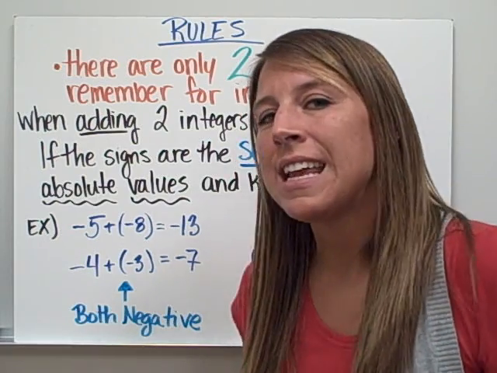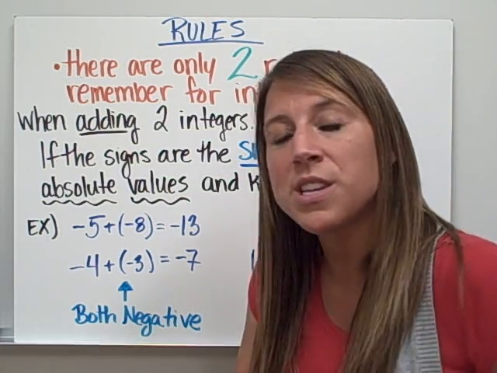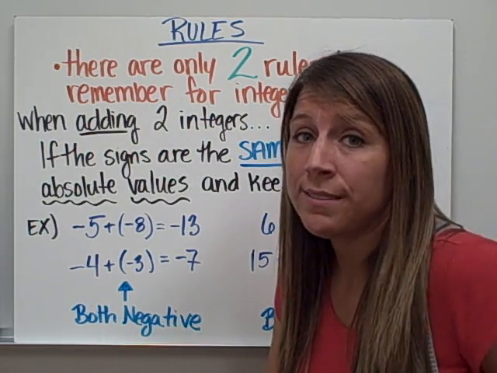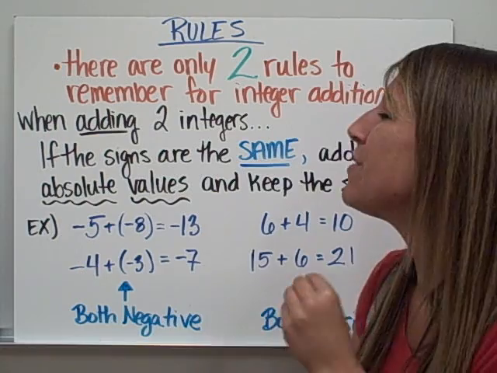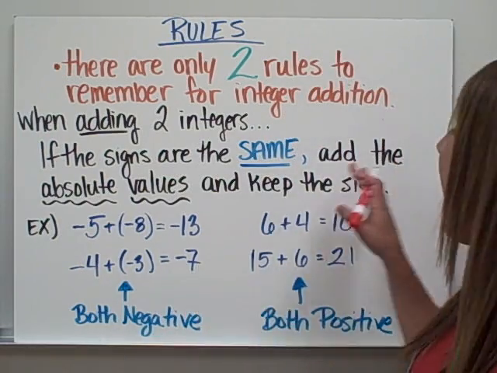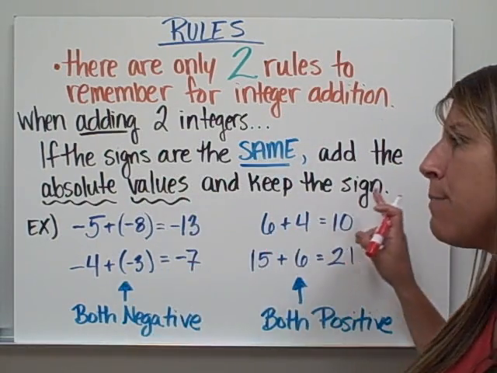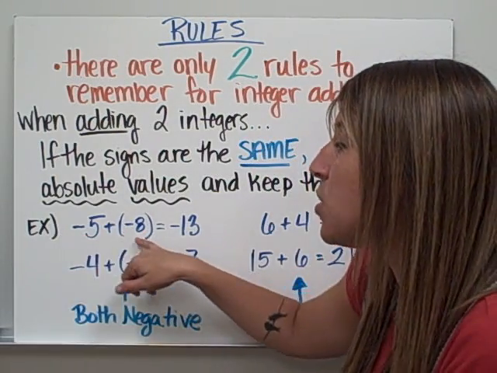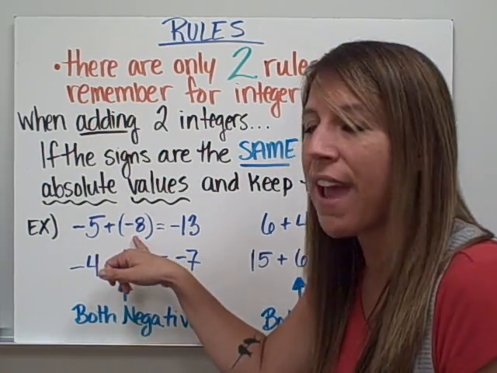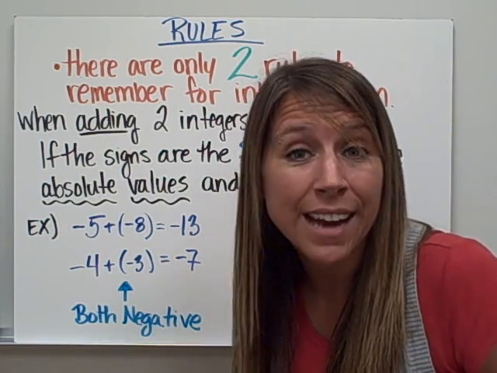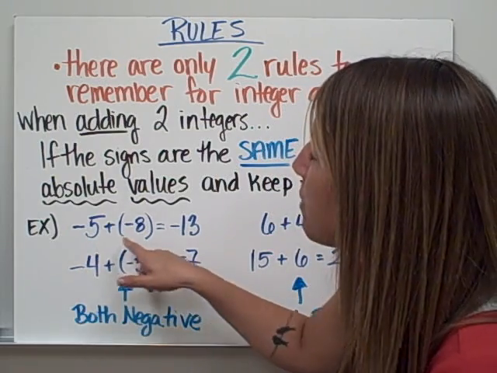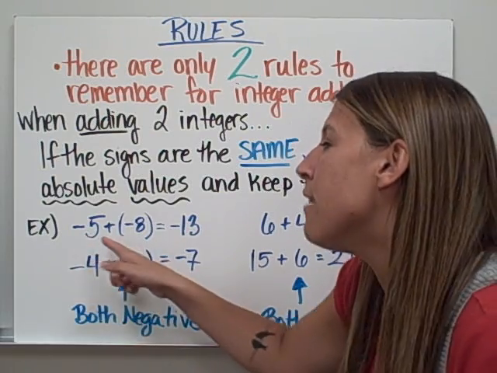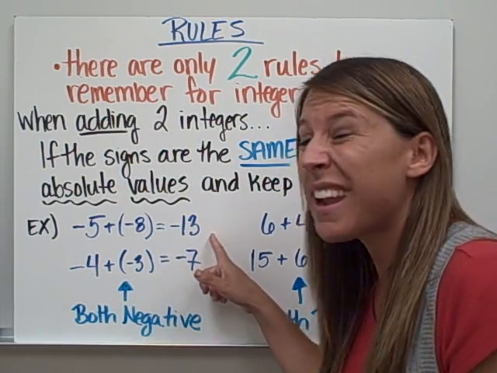Now, to make this slightly easier for some of you, there are a couple of rules that you can remember to help you with integer addition. There are only 2. And the first one is, when you're adding 2 integers, if the signs are the same, add the absolute values and keep the sign. So, just a few examples. If I'm adding these 2 integers, -5 plus -8, I can see that they have the same sign. They're both negative. So -5 plus -8, well, I know that 5 plus 8 is 13, and because they're both negative, -5 plus -8 is -13.